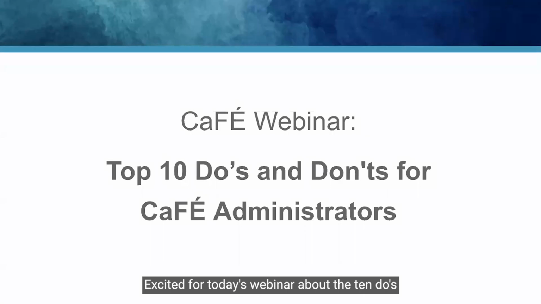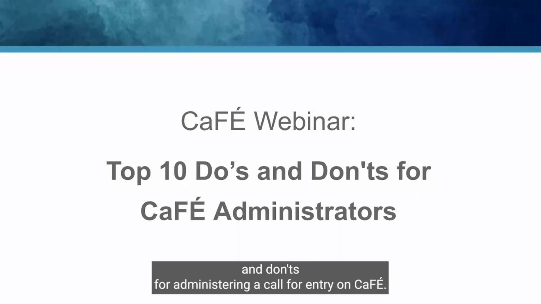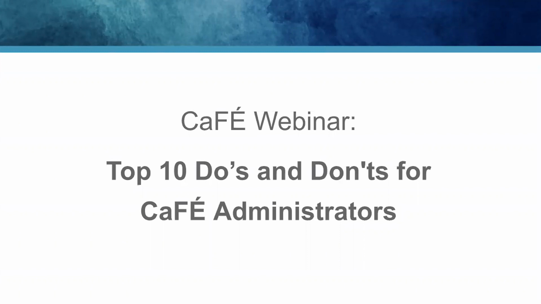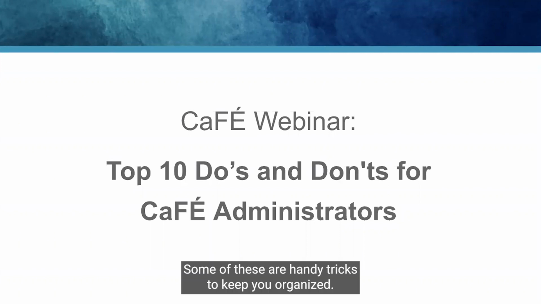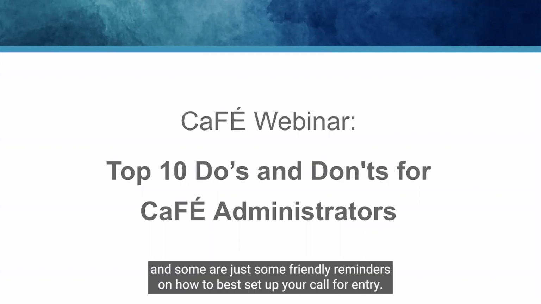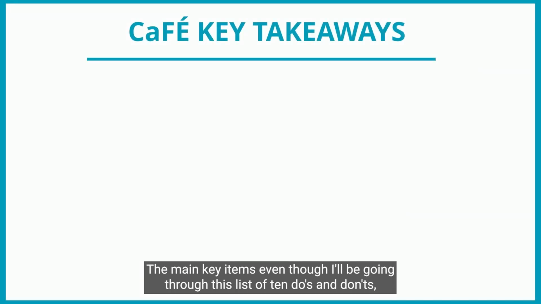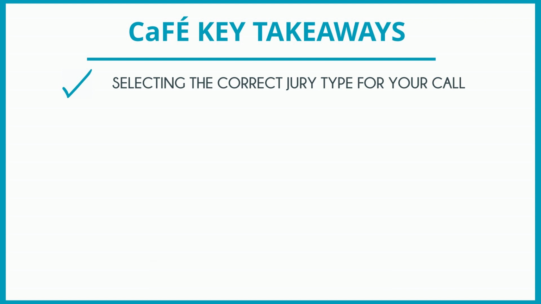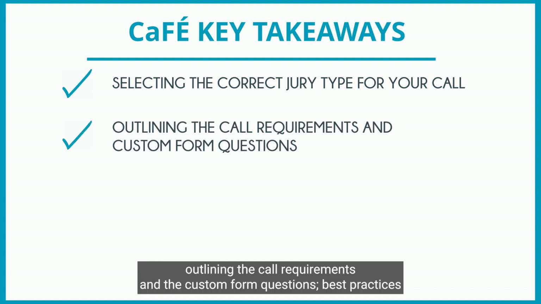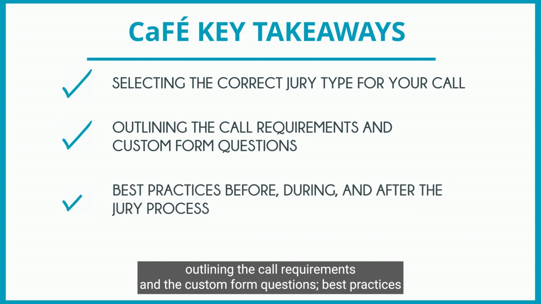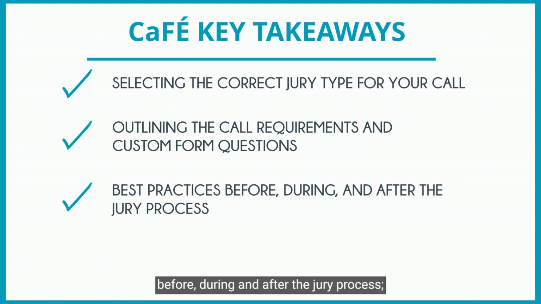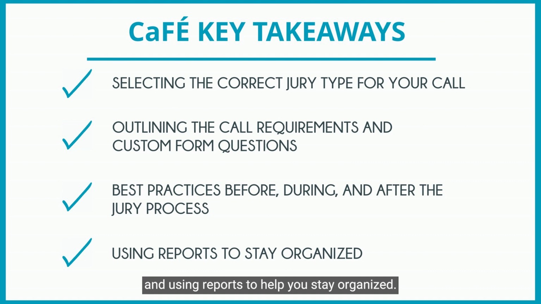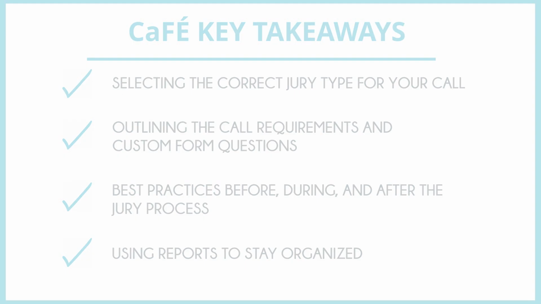I'm excited for today's webinar about the 10 do's and don'ts for administering a call for entry on CaFÉ. Some of these are handy tricks to keep you organized, some stem from common mistakes, and some are just friendly reminders on how to best set up your call for entry. The main key items, even though I'll be going through this list of 10 do's and don'ts, are selecting the correct jury type for your call, outlining the call requirements and the custom form questions, best practices before, during, and after the jury process, and using reports to help you stay organized.